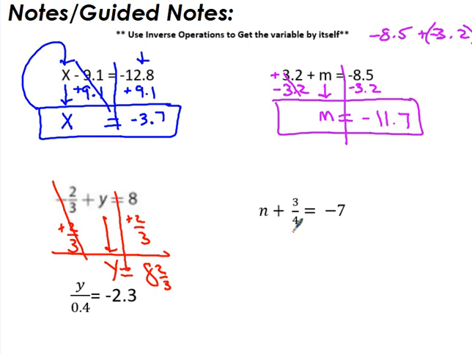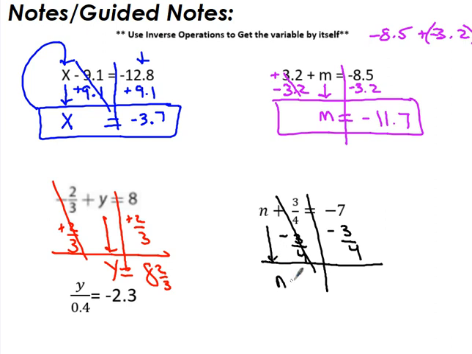Go ahead and try this one on your own. n plus 3/4 equals negative 7. Try it on your own. See what you get for n. Okay. So I'm trying to get n by itself. So to get n by itself, I have to get rid of plus 3/4. So the opposite of plus 3/4 is minus 3/4. And whatever I do on one side of the equal sign, I have to do on the other. So I'm going to subtract 3/4 from both sides. Those cancel. I have to bring my n down and my equal sign.